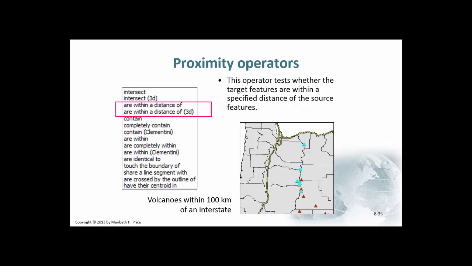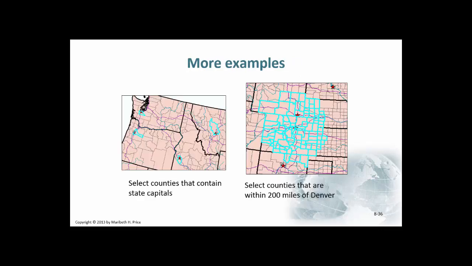Proximity operators are used to select features within a certain distance of. In this first example, we can select the counties, targets, which contain state capitals, source. The second image uses a proximity to select all the counties, the targets, that are within 200 miles of Denver, the source.